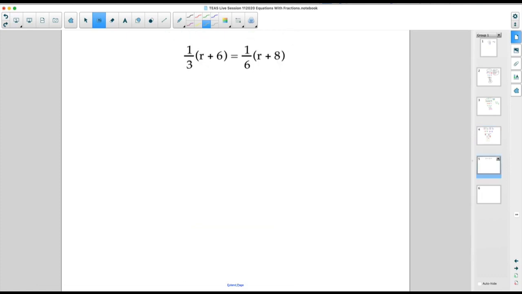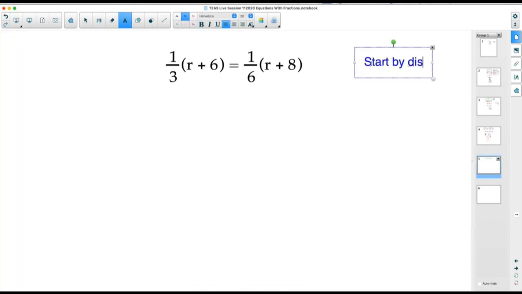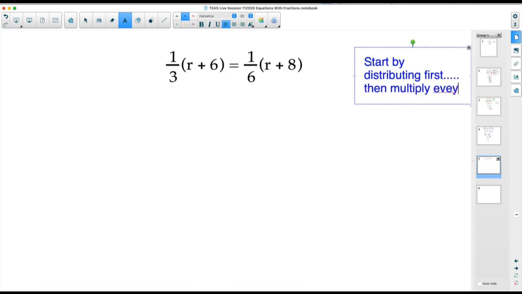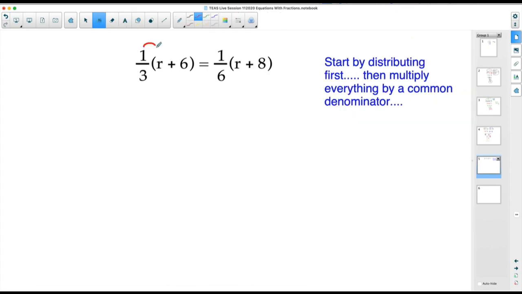This last one here, here's the strategy I want y'all to take. Start by distributing first, then multiply everything by a common denominator. I'm going to distribute first. Go ahead and get rid of my parentheses. So 1/3 times r. Now remember, this is an understood 1 in front of that r. And anything times 1 is itself. So 1/3 times r is simply going to be 1/3 r.